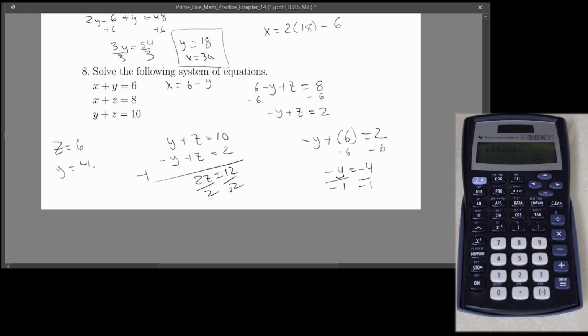And then for our x, we can jump to this equation here. X plus y, which is 4, equals 6. We subtract 4. We get x equals 2. So our values here are 2, 4, and 6.